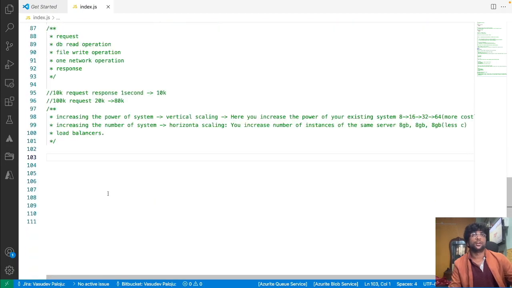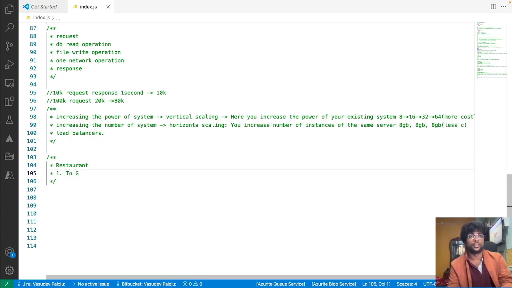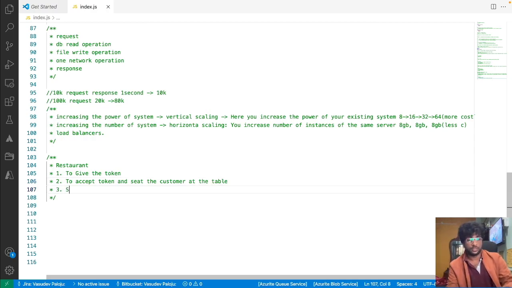Let's take an example of a restaurant. Okay, so a restaurant, right? What are the typical tasks or works in a restaurant? First one, to give the token, right? Second one, to accept the token and seat the customer at the table, right? Then show the menu and collect the order, right?